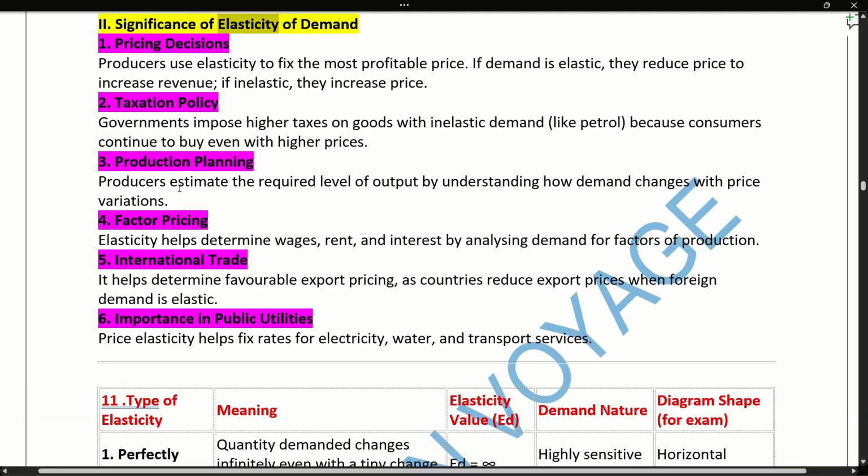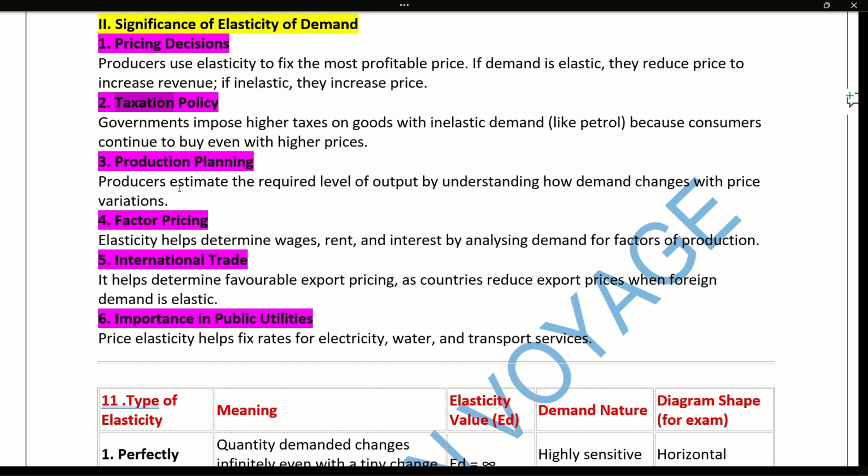Significance of elasticity of demand. 1. Pricing decisions. Producers use elasticity to fix the most profitable price. If demand is elastic, they reduce price to increase revenue. If inelastic, they increase price.